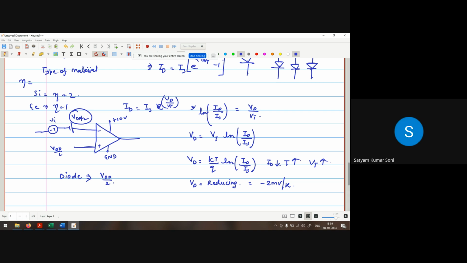But sir, what is the problem? In the Vd expression, when we increase the temperature and Vt also increases, at that point how does ID decrease? Basically, if we increase the temperature T, the thermal voltage Vt will increase. We know this one.